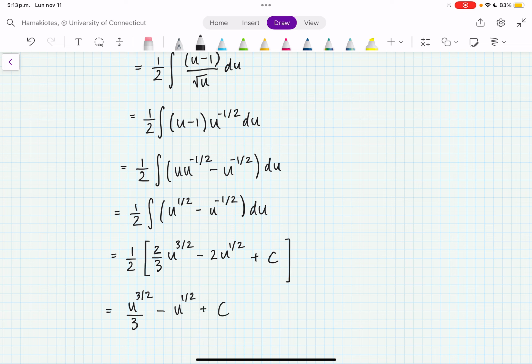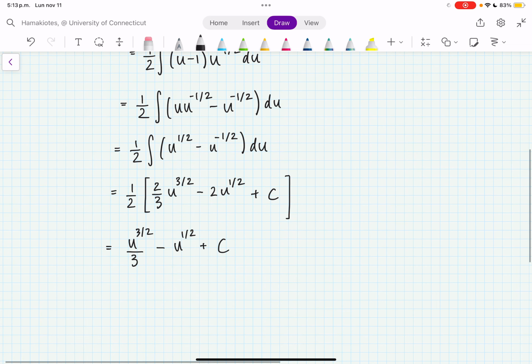Now we're almost done. Remember that we did a u substitution where u is 1 plus x squared, so we have to substitute that back in at the end. So this is 1 plus x squared to the 3/2 all over 3 minus 1 plus x squared to the 1/2 plus c. And that is our final answer.